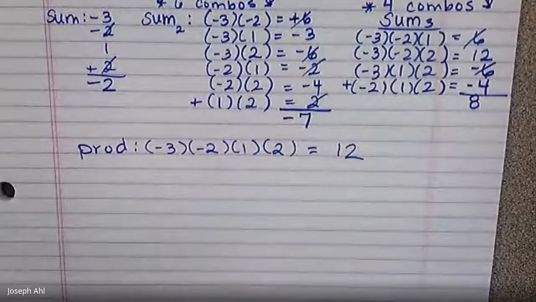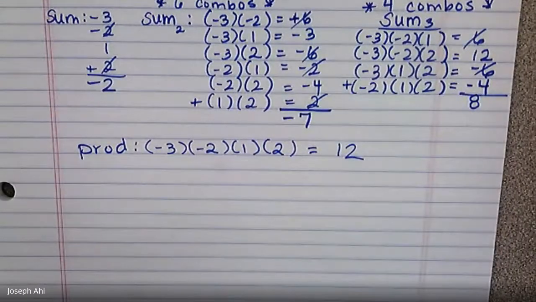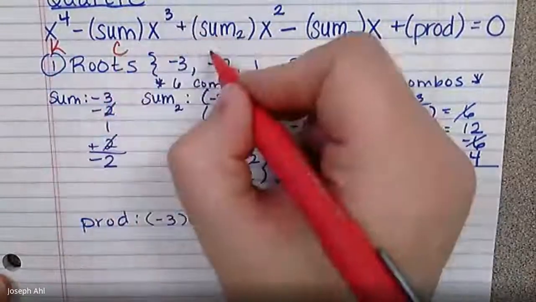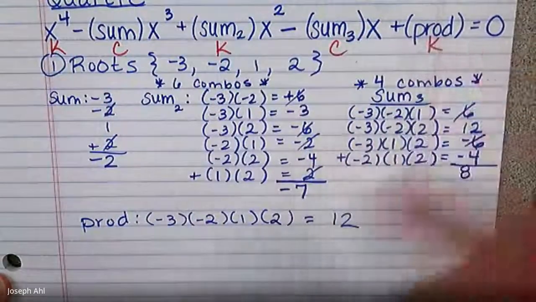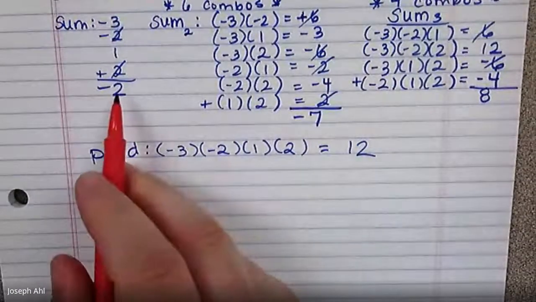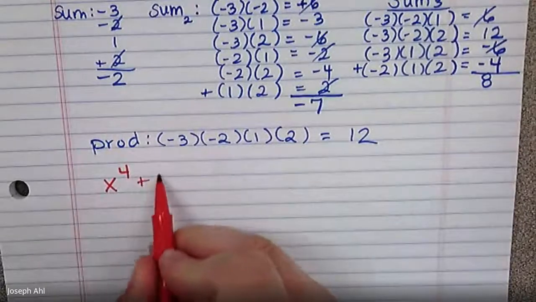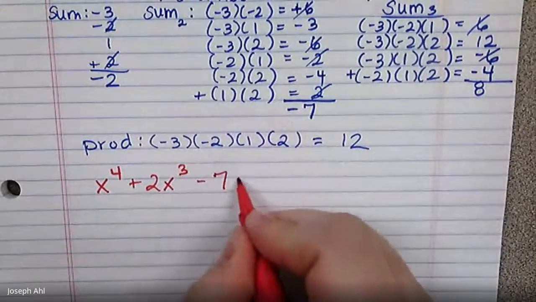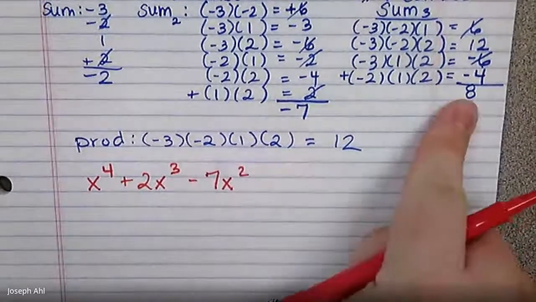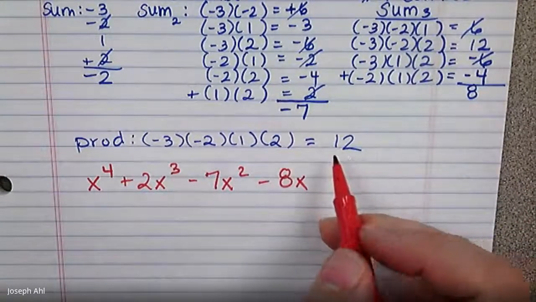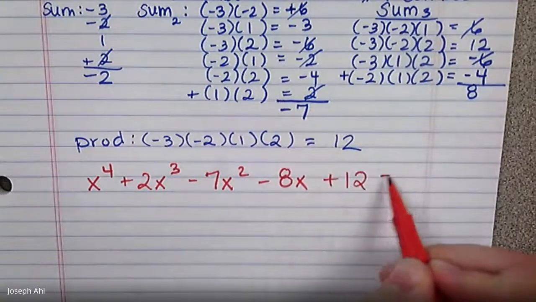So now that we have all of the coefficients, we just have to figure out which ones are we keeping, which ones are we changing, and the pattern does alternate. Keep x to the fourth always, then change, keep, change, and by the time I get to the last, we're now up to keep. So we're keeping x to the fourth. We're going to change the sum, so plus 2x cubed. Keep the sum 2 at a time, so minus 7x squared. Change the sum 3 at a time to minus 8x. And then at the end, we're going to keep the product plus 12 equals 0.